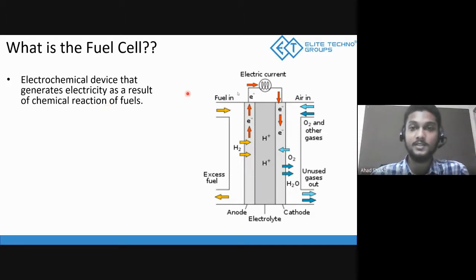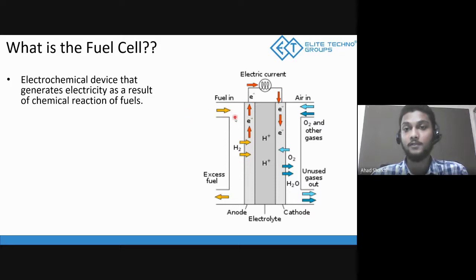So this is the schematic diagram of a fuel cell you can see. What happens, there is a fuel inlet here, which is most of the time hydrogen, and here the second fuel, which is the air. So from air we need oxygen. So these are the two inlets from where we feed the fuel.